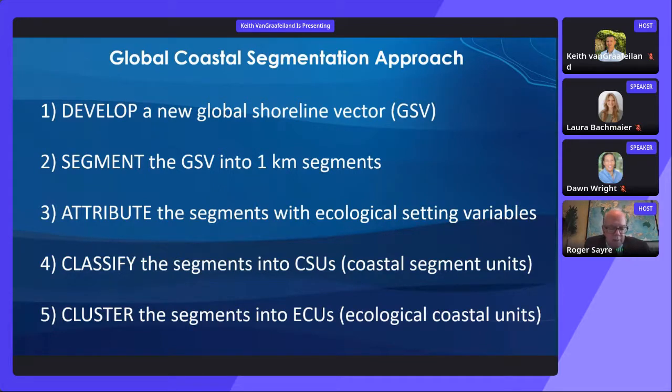We then classified the 4 million segments into some 81,000 unique coastal segment units, CSUs. And for that classification work, we used the Coastal and Marine Ecosystem Classification Standard, or CMECS. And then finally, we also clustered the 4 million segments into ecological coastal units, the ECUs.